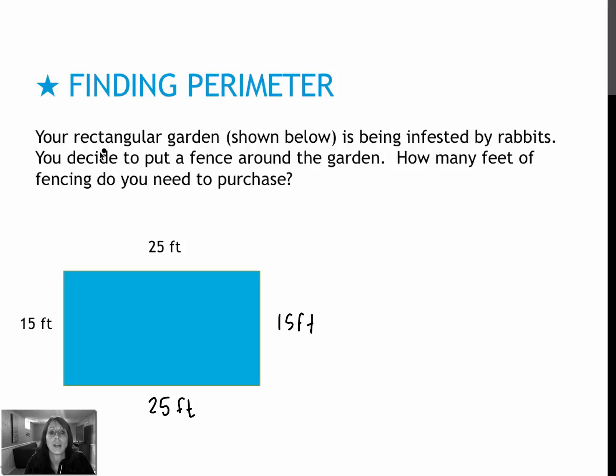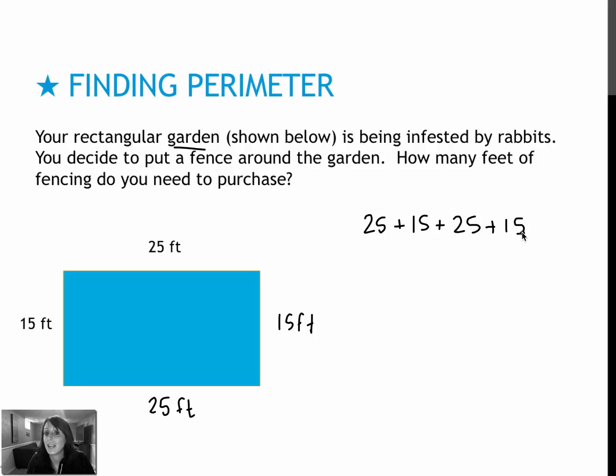So this is a rectangular garden, and we're being infested by rabbits. I'm going to have to put a fence around the garden to keep those little rascals out. How many feet of fencing do I need to purchase? In order to know that, I would have to know the perimeter of the figure. So I'm going to add 25 plus 15 plus 25 plus 15.